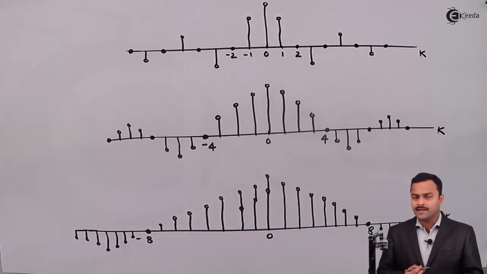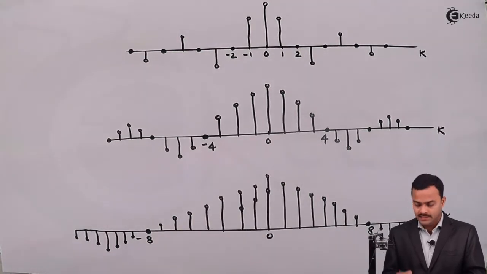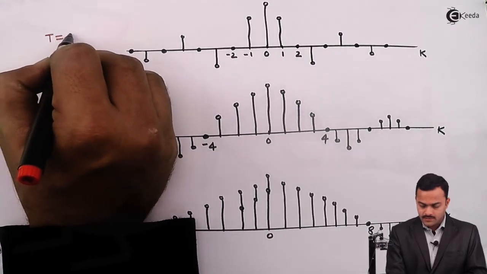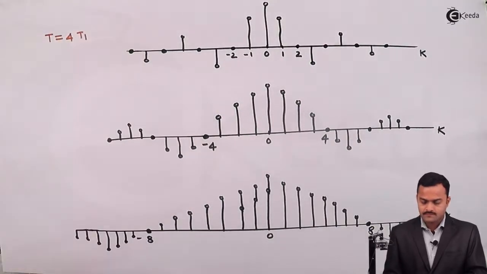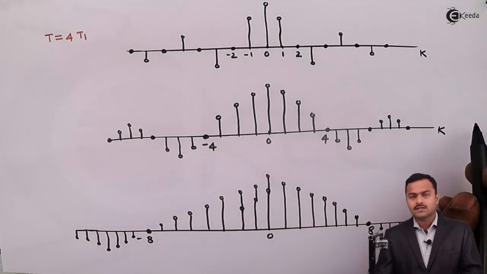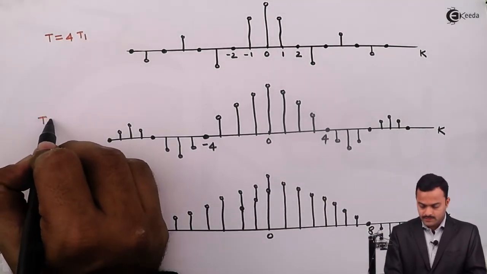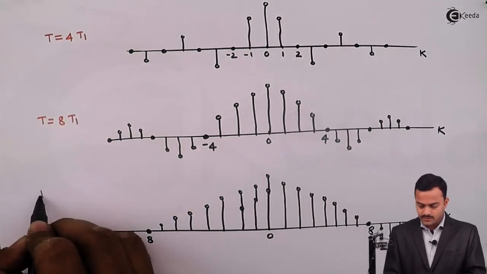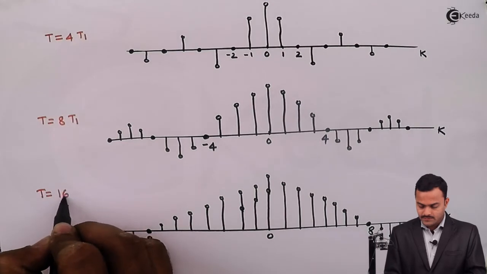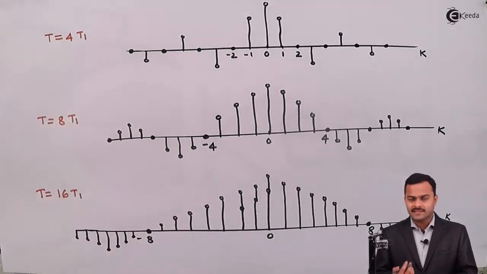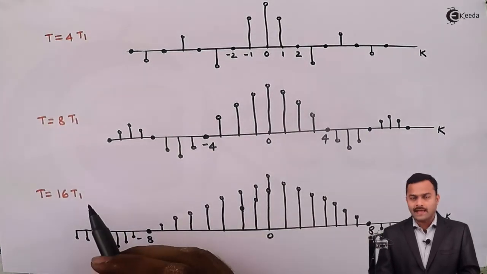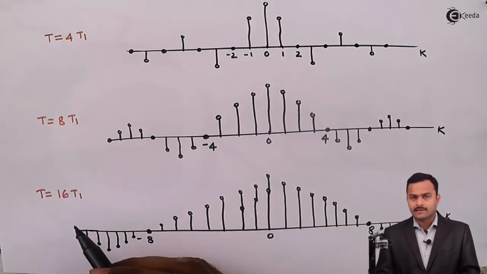So now we are getting a plot of a_k, the Fourier series coefficient, for different values of T. This plot is for T as 4 times T1, this one for T as 8 times T1, and this for capital T as 16 times T1. So just these three samples we have considered. This is a plot of a_k versus k.